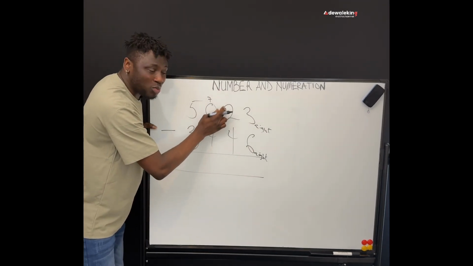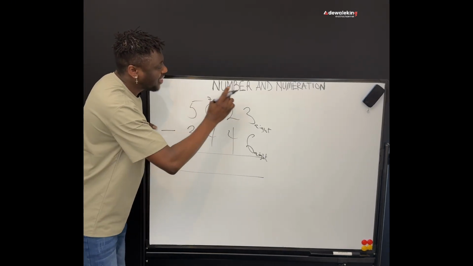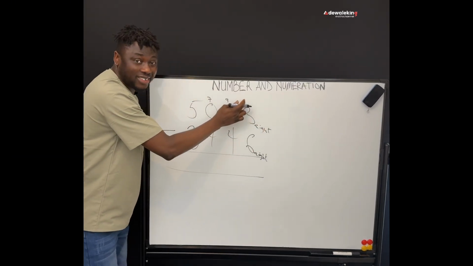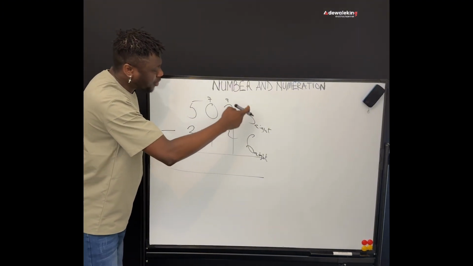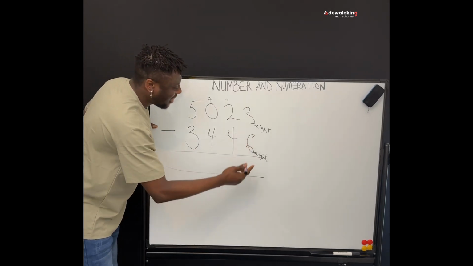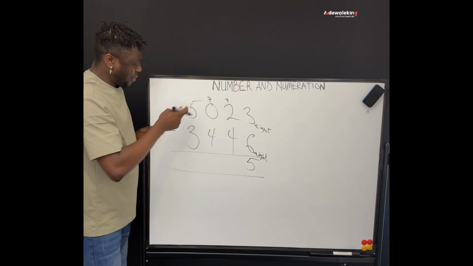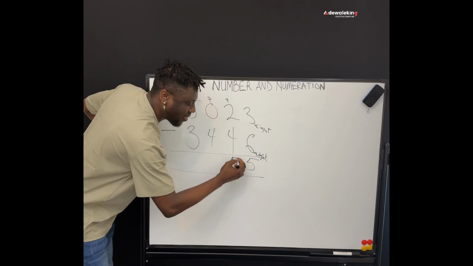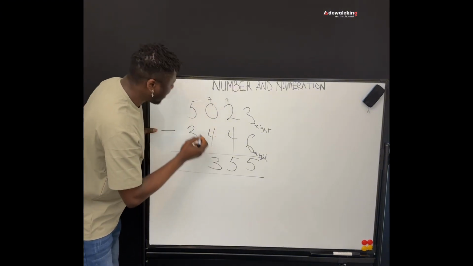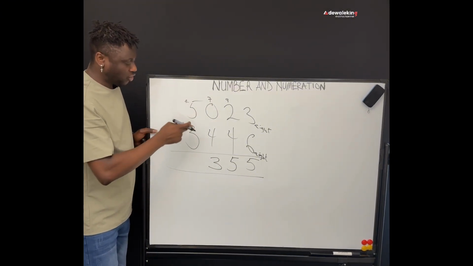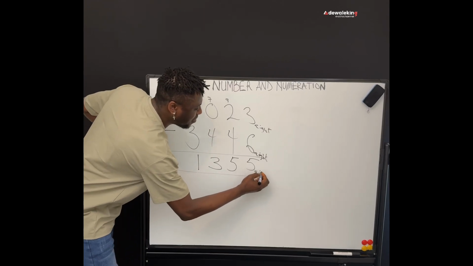8 plus 2 is 10. You borrow 1 from 10, this becomes 9. You put the 1 here, the 1 you borrow is 8. 8 plus 3 is 11. 11 minus 6 is 5. 9 minus 4 is 5. 7 minus 4 is 3. And this is 4. 4 minus 3 is 1. And the answer is 1355 in base 8.